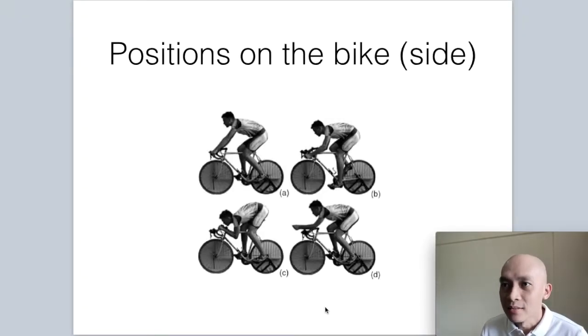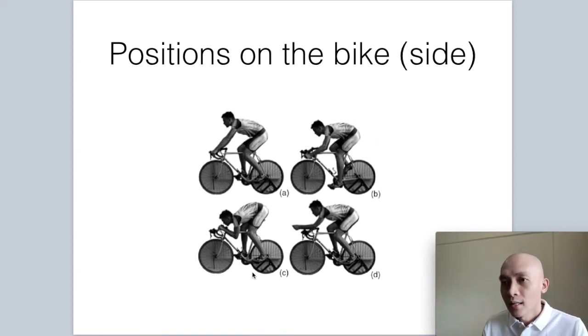And when that happens, you can see that the body's shape, in terms of the hip angle and the knee angle, is very different when you are in a different position. Of course, this picture is showing you a road bike, and even on a road bike, you can be in different positions.